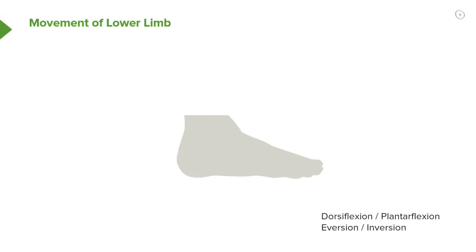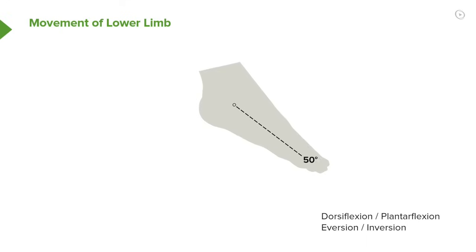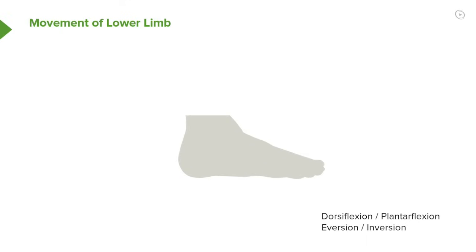If we look at the ankle joint, we can see we have dorsiflexion, where your heel is on the floor and your toes are lifted upwards. And we have plantarflexion, where your heel is lifted upwards and your forefoot, your toes, are depressed onto the floor.